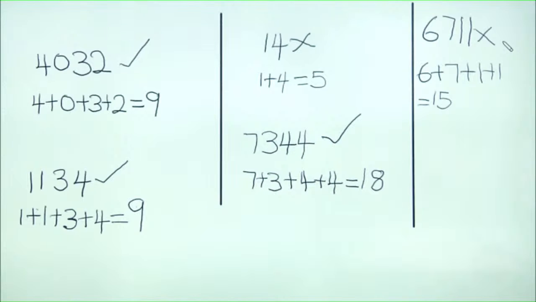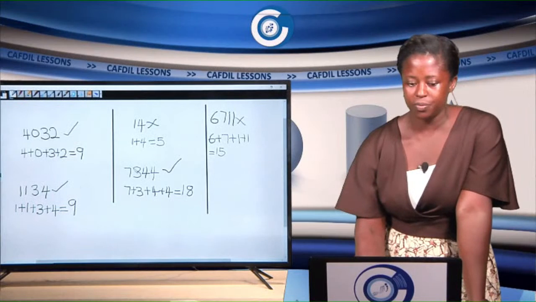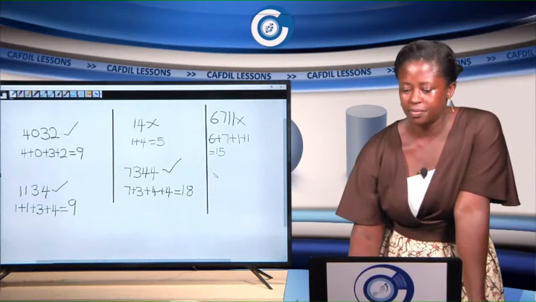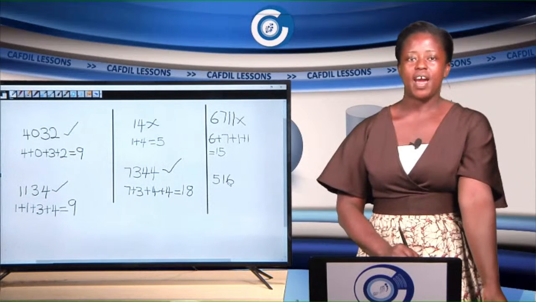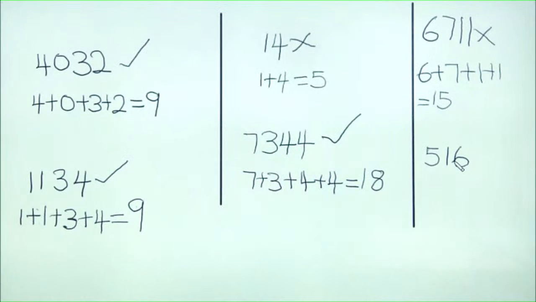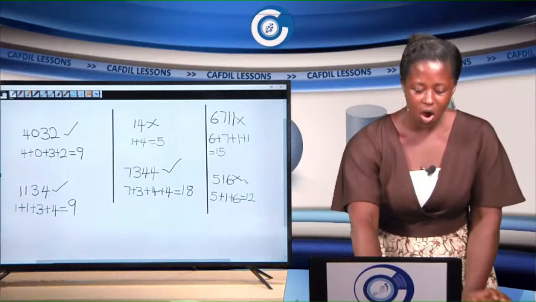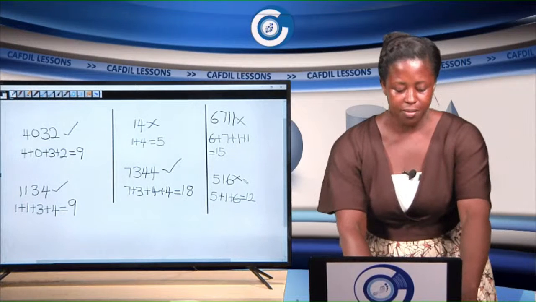Let's try our hands on more examples. 516. Is it divisible by 9? 516. Let's add all the digits and see. 5 plus 1 plus 6. When we divide it by 9, there will be a remainder. Okay, I have more examples for us to check.